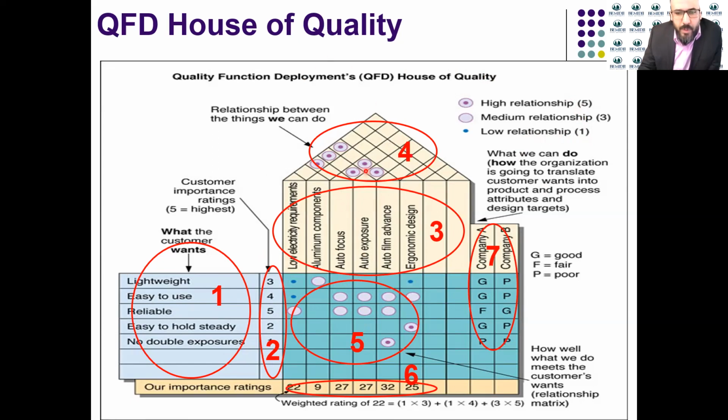And in number 4, you see the relationship between the technical specifications. So if you look at the autofocus with the auto film advance, there is a high relationship. So we see the circle and there's a dot in the circle, which means that we give it a weight of 5. Now, once you've built all this, you look into two other companies that are doing a similar service or similar product as you, and you compare them, whether on a scale of 1 to 5 or good, fair, or poor. Either way would be fine.